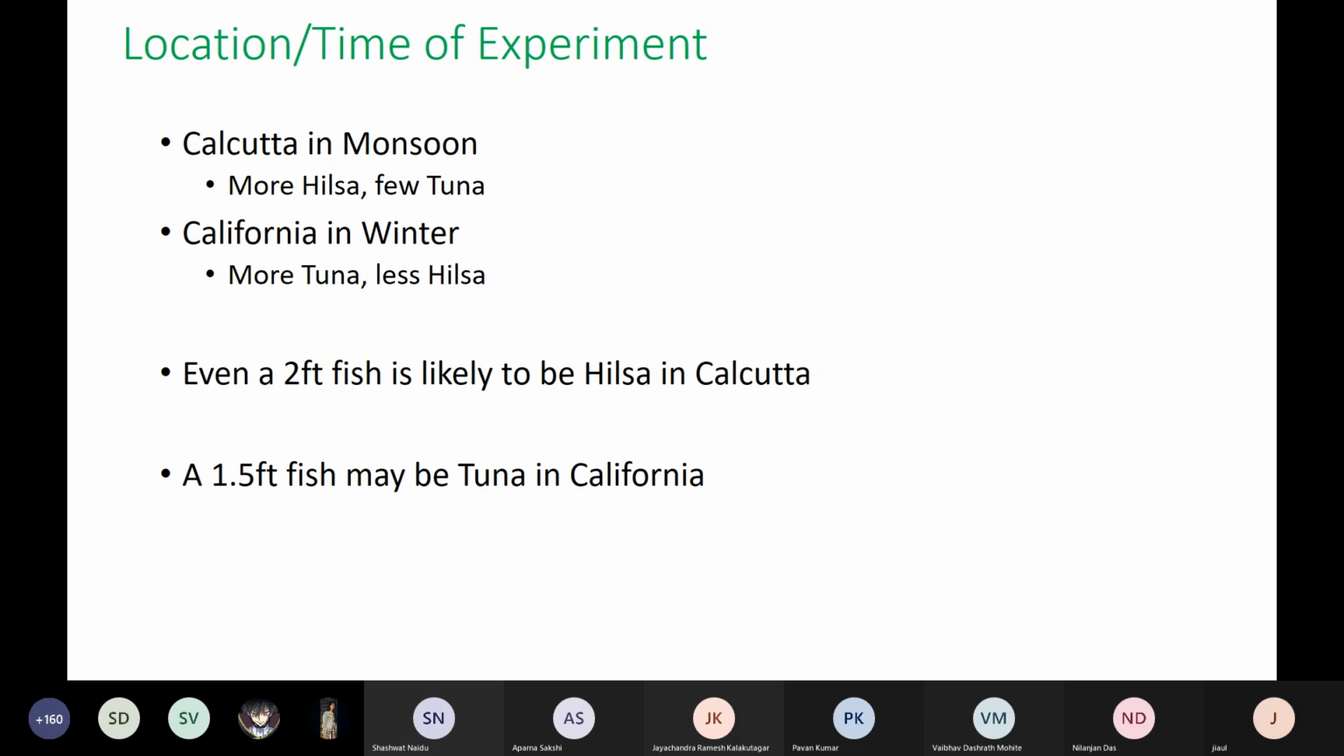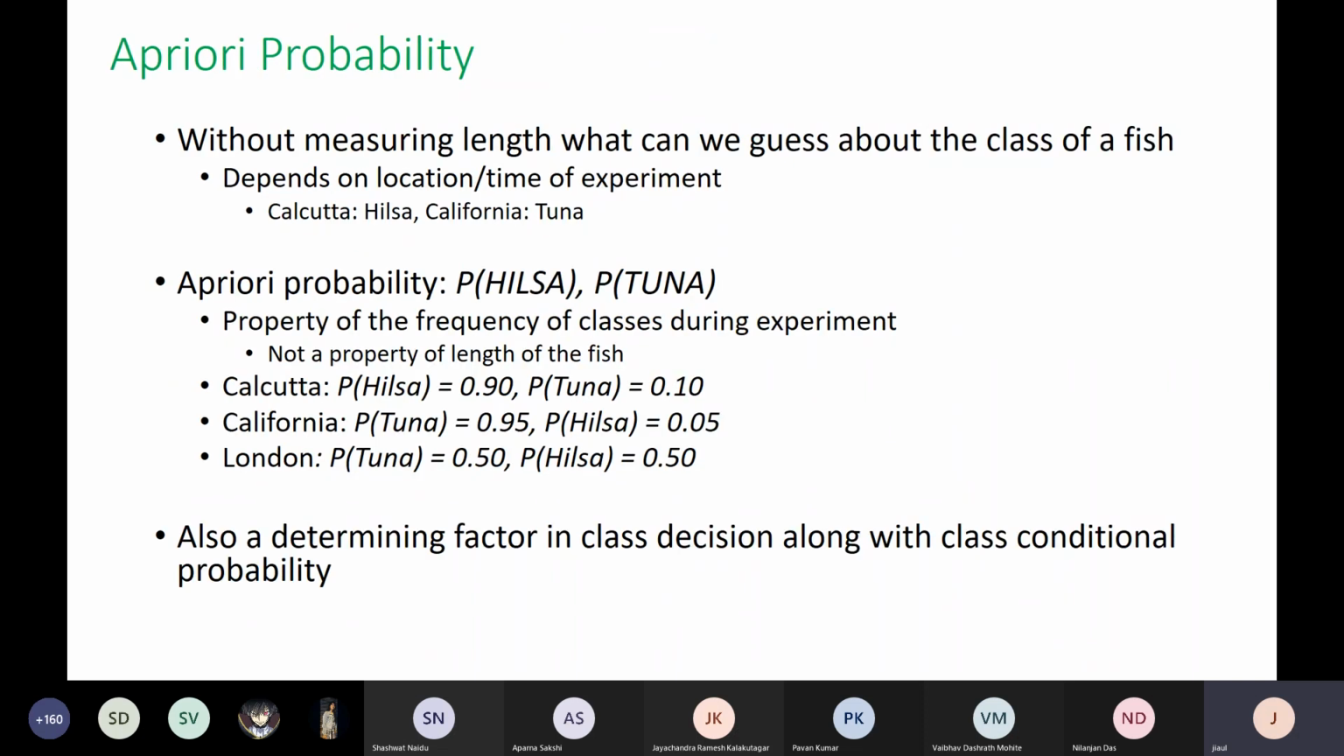Second, a 2 feet fish is likely to be Hilscher in Calcutta, and a 1.5 feet fish may be tuna in California as well. So this factor also can come into play when you are doing this kind of experiment. Here the thing that we use is called a priori probability. It tells us that we want to use some prior knowledge about a particular thing. So without measuring the length, can we guess something about the class of fish?